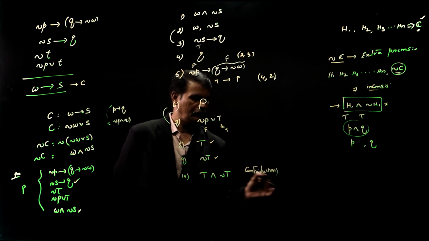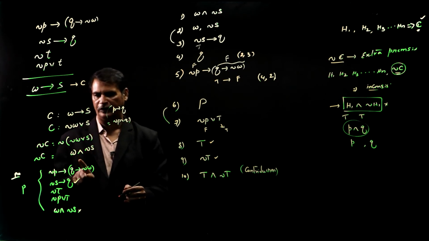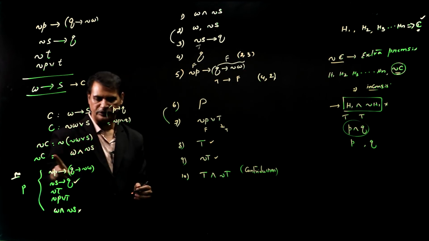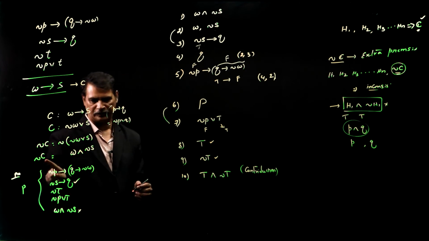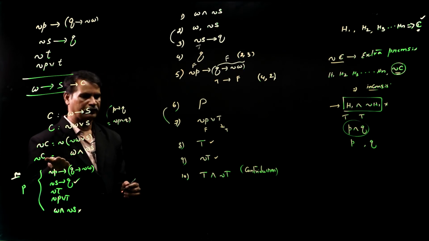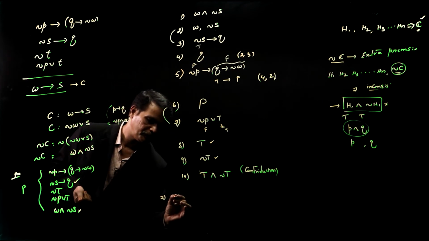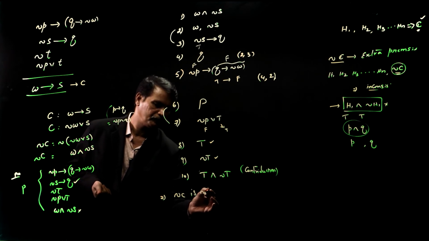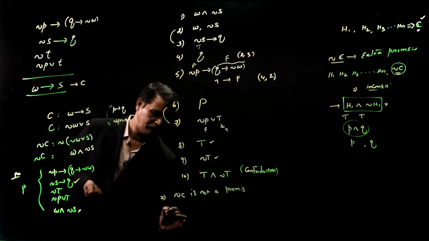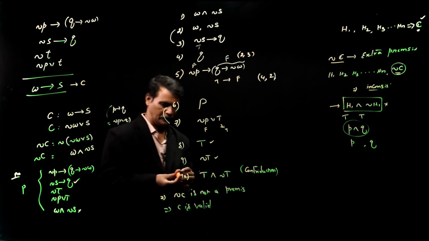So, contradiction means our assumption is wrong. What is your assumption? Negation C is true. Your assumption is negation C is true. Who says I am taking negation C as an extra premise? Extra premise means this is having truth value T. Truth value T means it is valid, but negation C is not valid. If it is valid, I am not getting this step. That implies negation C is not a premise. Not a premise, implies C is a valid conclusion. C is a valid conclusion.